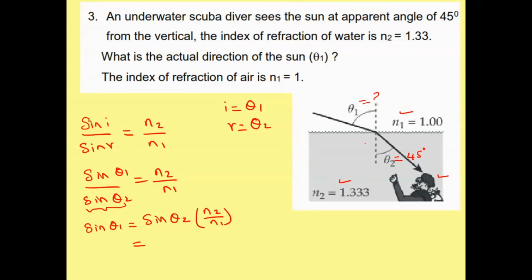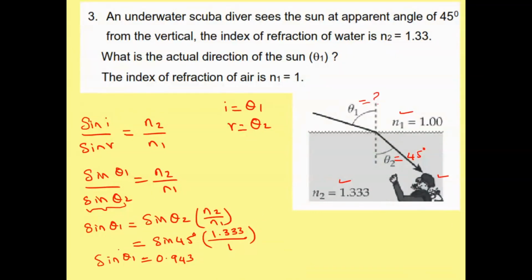Now I'm going to substitute the values. What's the value of theta 2? Theta 2 here is mentioned as 45 degrees. So sine of 45 degrees multiplied with N2. N2 stands for the refractive index of the water medium. What's the value? 1.333, right? Over N1, which is the air medium and takes the value of 1. So let's find the answer for the right hand side of the equation. Sine of 45 degrees multiplied with 1.333 over 1 gives the answer of 0.943. So here we have sine theta 1.